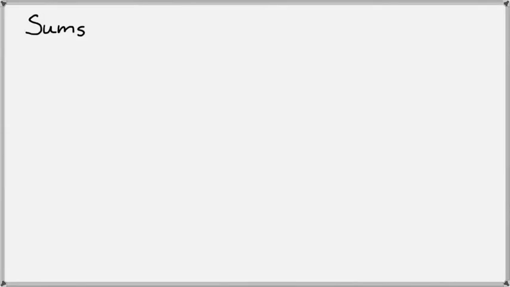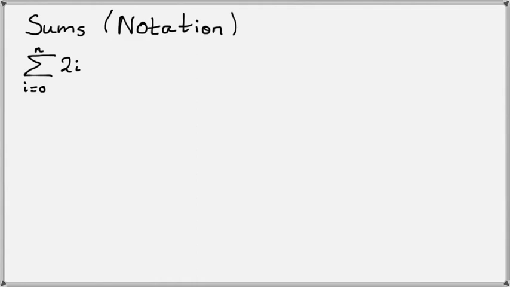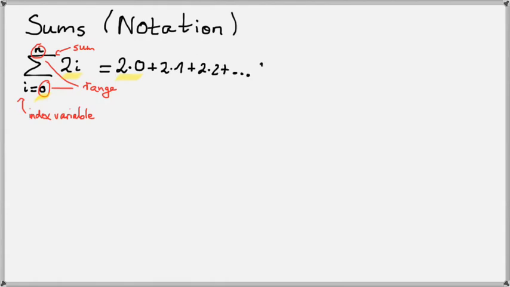These notes cover sums, in particular notation, the arithmetic sum, the geometric sum, and also one example of an induction using sums. So let's first look at notation. This is a sum symbol, so this would be the sum from i going from 0 to n of 2i. The sum symbol, i is the index variable, and then we have the range from 0 to n. So this would be 2 times 0, because we start with 0, plus 2 times 1, plus 2 times 2, up to 2 times n.